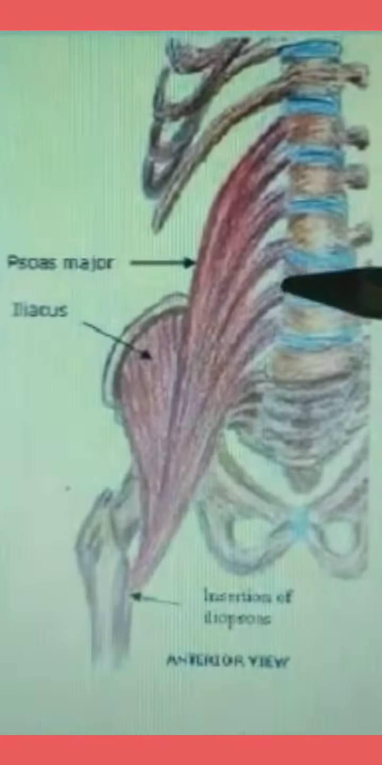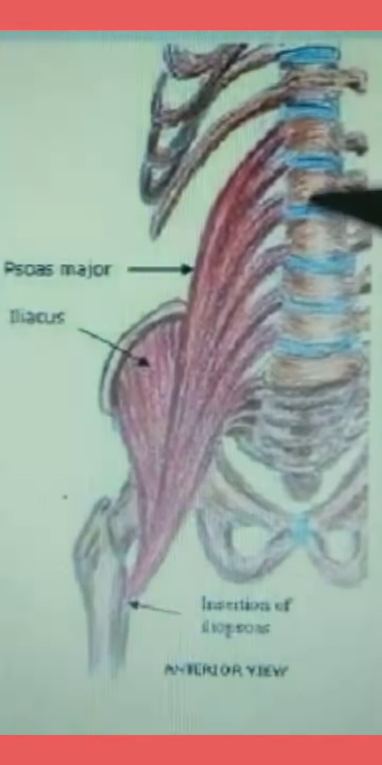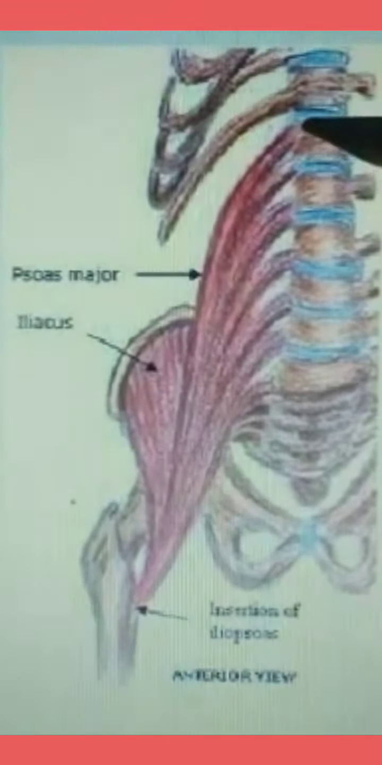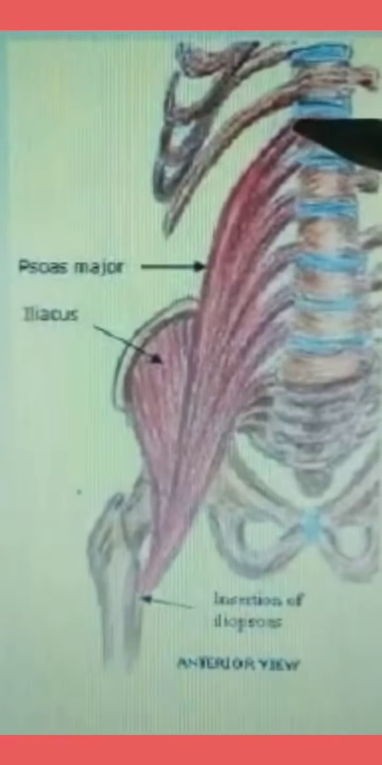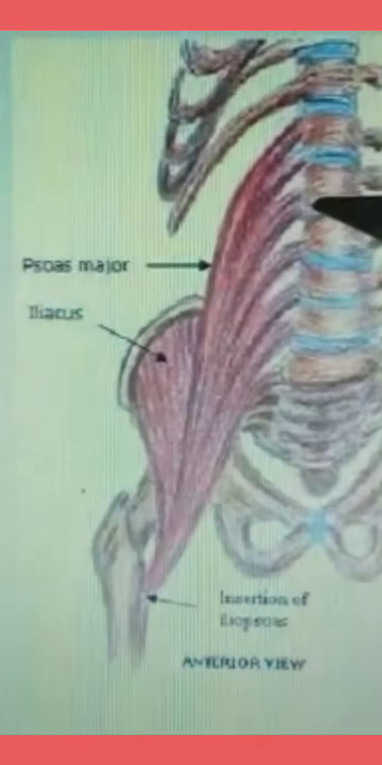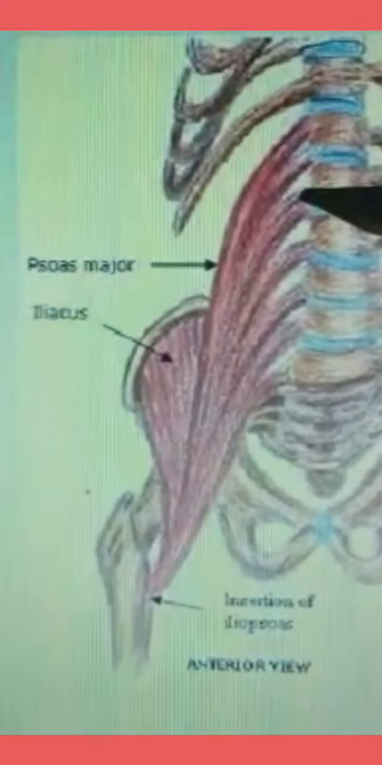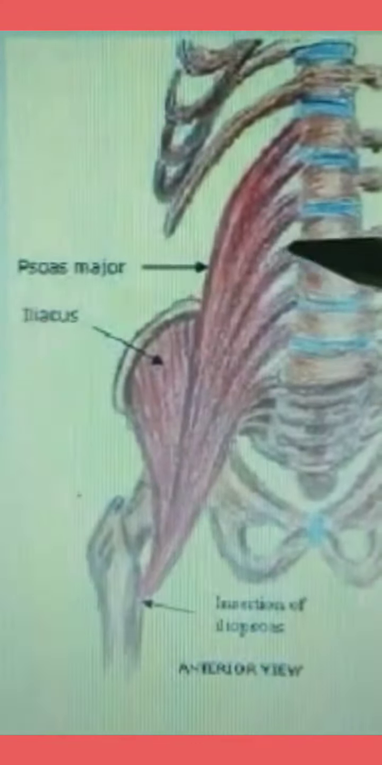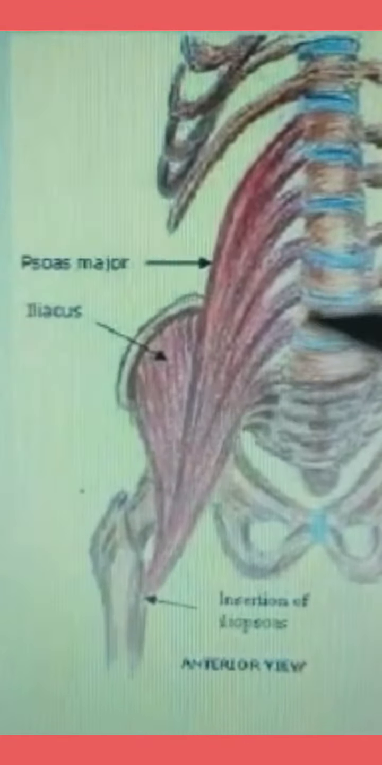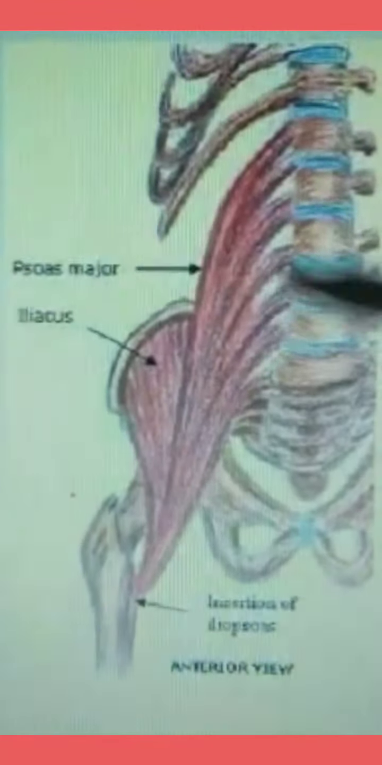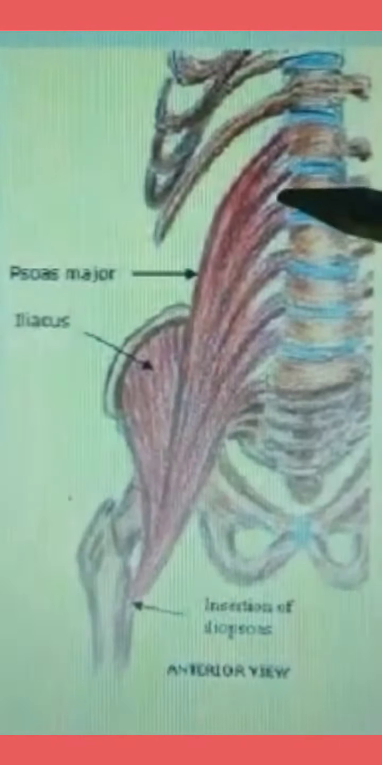Second, it forms 5 slips, one each from the bodies of two adjacent vertebrae. See here, these 5 slips, and each slip is formed by 2 adjacent vertebrae. The first slip is formed by the first and second, the second slip by the second and third, the third slip by the third and fourth, the fourth slip by the fourth and fifth, and the fifth slip by the adjacent sides of the 5 lumbar vertebrae.